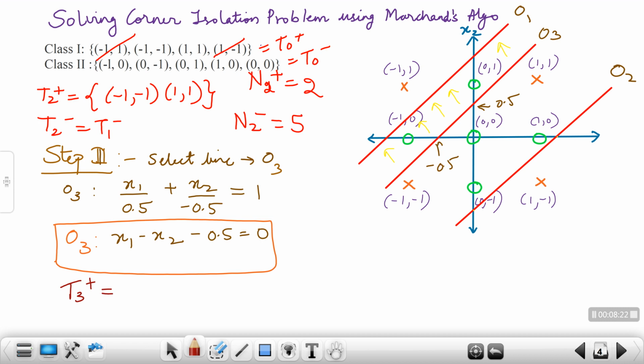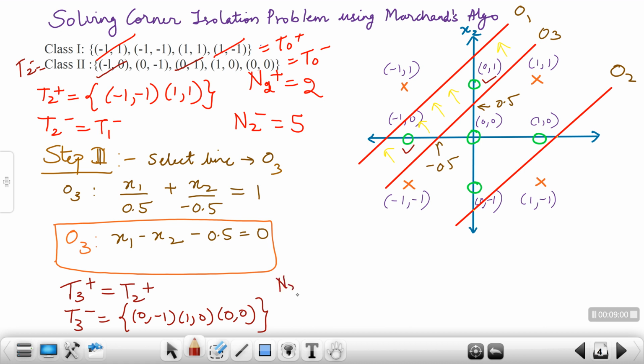So T3 plus is nothing but same as T2 plus because nothing from class 1 has got classified. T3 minus, now this was our T2 minus, the same thing. But T0 minus, nothing was classified. Now what is happening here? These 2 points are getting classified. So minus 1, 0 and 0, 1. So these 2 points are getting classified. So my set gets reduced to 0, minus 1, 1, 0 and 0, 0. So these 3 points are yet to be classified from class 2.